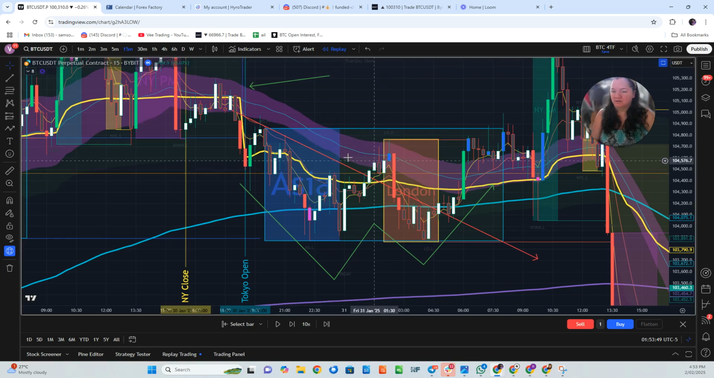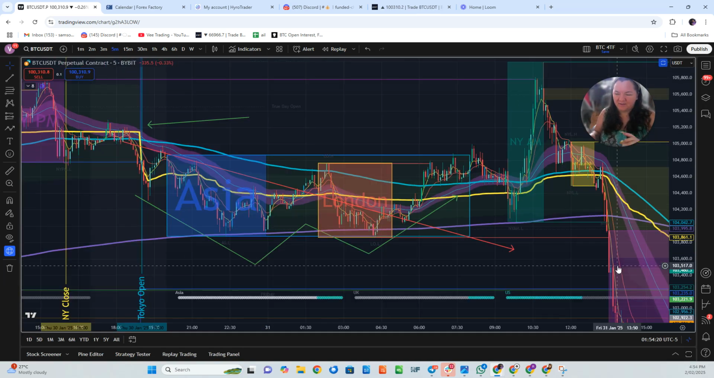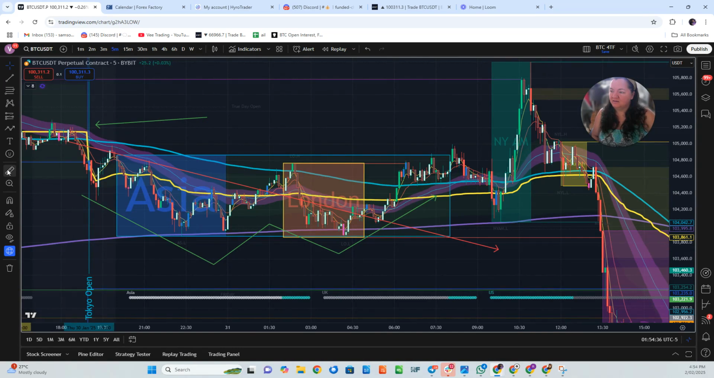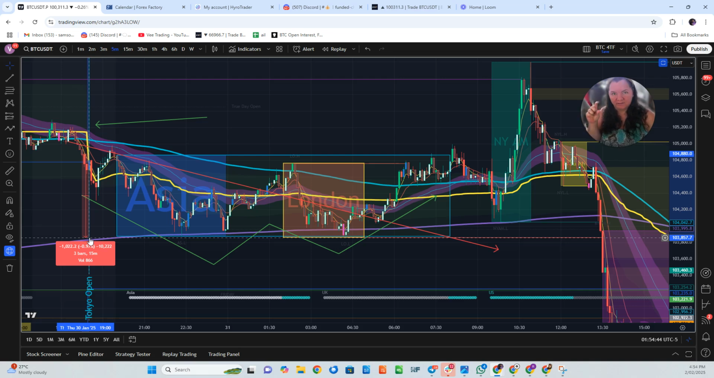I'm going to go down to the 5 minutes so you can have a little bit of a better look. So the first thing I do is wait for my Asia range to close, draw my box, draw my trend. The first thing I notice is that this is only 1%. Anything less than 2 is consolidation, and anything tighter than that is definitely going to make me think more consolidation. And I want to see a trend.